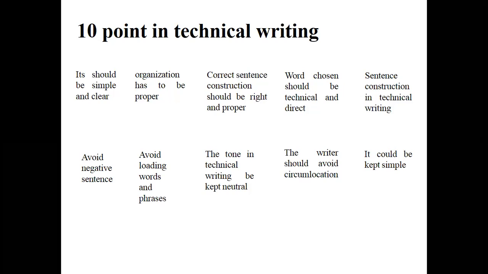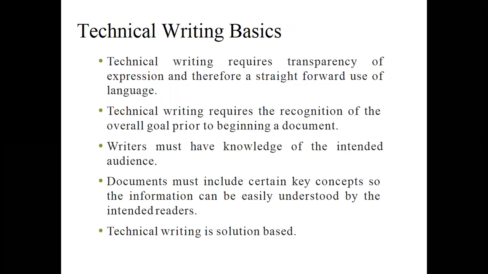Avoid negative sentences, avoid loaded words and phrases. The tone in technical writing should be kept neutral. The writer should avoid circumlocution, and it should be kept simple for the audience and readers to understand and absorb the information you want to communicate or transfer.